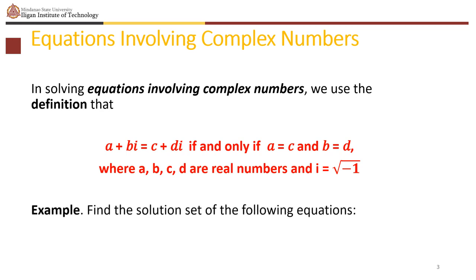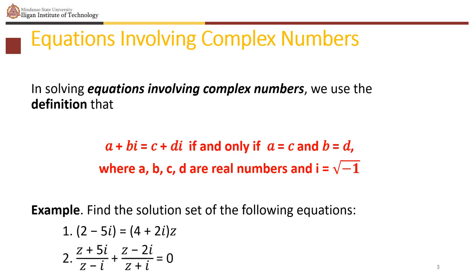Example: find the solution set of the following equations. Number 1: 2 minus 5i equals (4 plus 2i) times z. Number 2: (z plus 5i) over (z minus i) plus (z minus 2i) over (z plus i) is equal to 0.